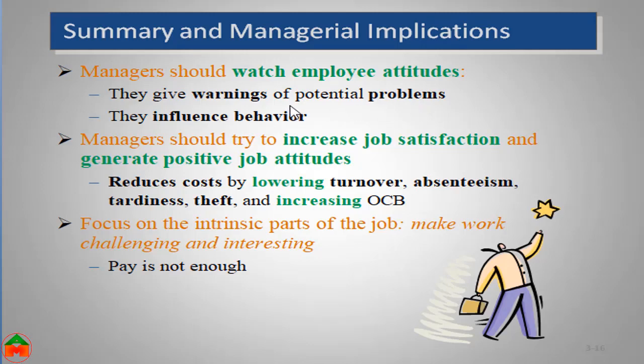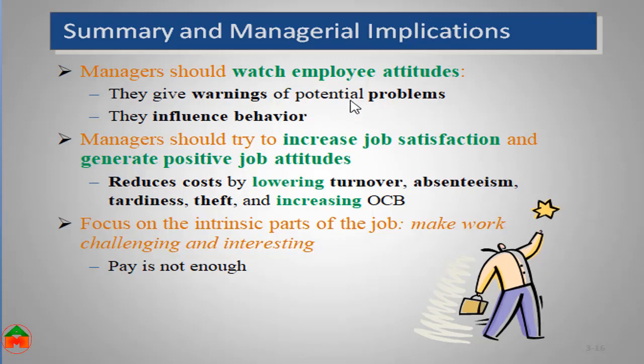Now I would like to summarize the chapter, and I will show the managerial implications from the discussion. We can see, since job satisfaction impacts performance, that is why managers should watch employees' attitudes, because attitudes impact job satisfaction. So from the attitudes, managers can get warning of potential problems, because attitudes influence behavior. When there is positive behavior, there will be job satisfaction. Whenever there is negative behavior, there will be dissatisfied employees. That's why, to understand the behavior of the employees, the manager should focus on their attitudes.